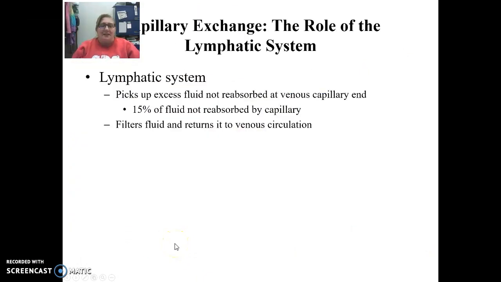So, just like the video said, the lymphatic system is very important in picking up excess liquid that did not go back to the blood. This fluid goes through lymphatic capillaries and enters the lymphatic system. What the lymphatic system does is make sure that there are no pathogens in the fluid, and then it returns the fluid back to the blood. That's a major function of the lymphatic system. We'll be talking about this in our next 2 chapters.